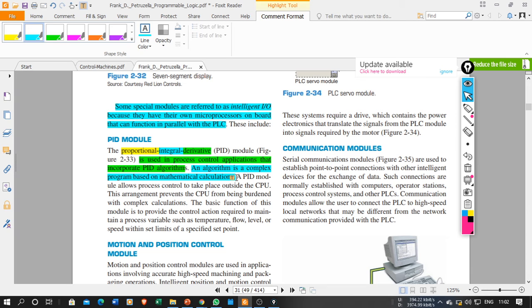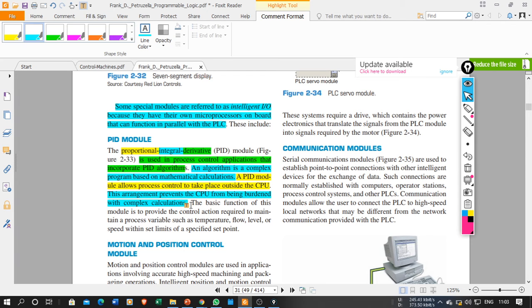A PID module allows process control to take place outside the CPU. So when I use the PID module, whatever the process, whatever the controls which are going to be taken, these take place outside the CPU of my PLC. This arrangement prevents the CPU from being burdened with complex calculation. Inside the PLC PID module, there is a separate processor which takes care of the calculations, so that the burden on my PLC is decreased.